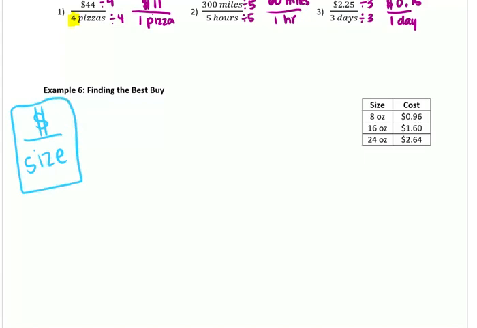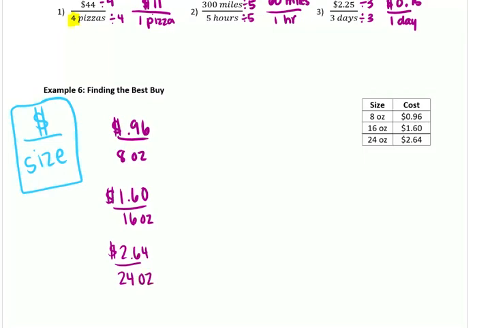So let's say we have Cheerios. You can get an 8-ounce box that costs 96 cents. We can get a 16-ounce box that costs $1.60, or a 24-ounce box for $2.64. I want to know which of these will I get the most amount of Cheerios for my money. So I'm going to set up 3 separate ratios using this price over size. For the first one, it's 96 cents over 8 ounces. The next one is $1.60 for 16 ounces. And the last one is $2.64 for 24 ounces.